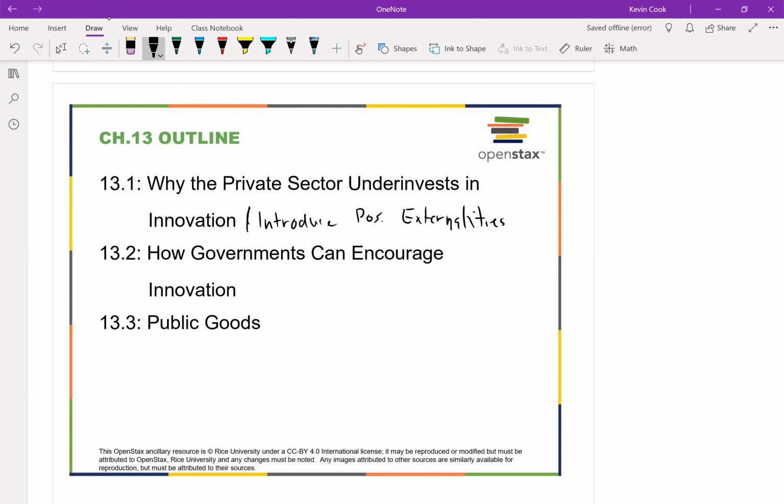So we have why we underinvest, or we introduce our positive externalities. The second bit, how can the government encourage innovation? Tools to basically increase our output. That is, we're going to see this externality and we're going to see that we underproduce in this case. How can we get up to that socially optimal outcome? And then public goods is kind of getting a little bit into the public economy. We're looking at how these goods work and how we can have them.